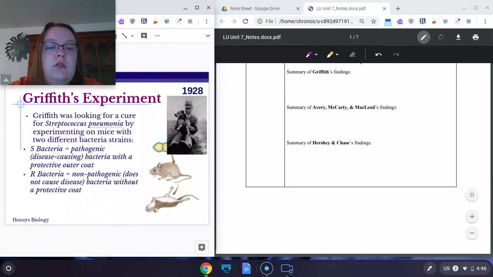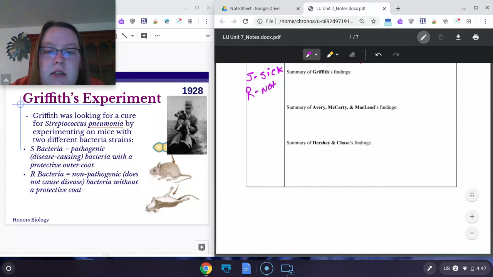He knew that there were two different strains of this bacteria. There was the S bacteria, which was pathogenic, meaning it makes you sick. And the R bacteria was non-pathogenic, which means it did not cause sickness. So he was working with two different types of bacteria.